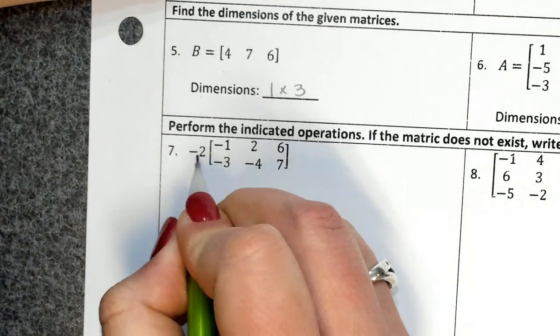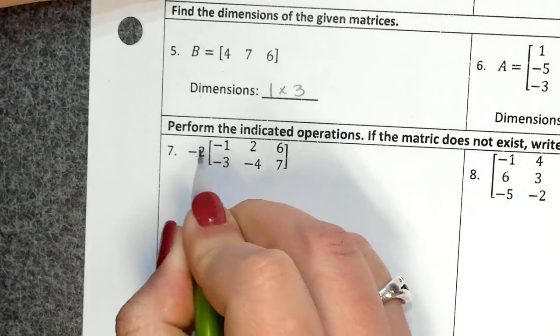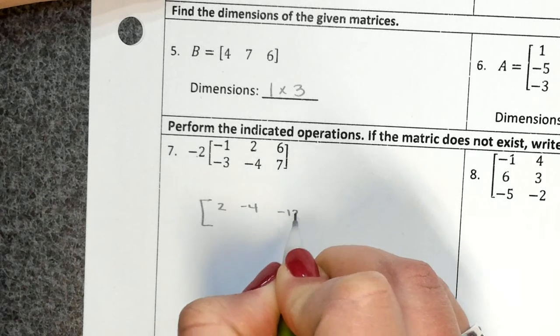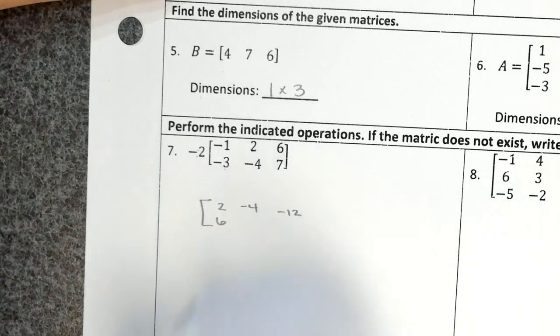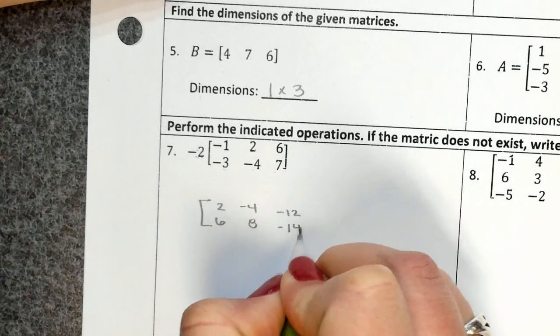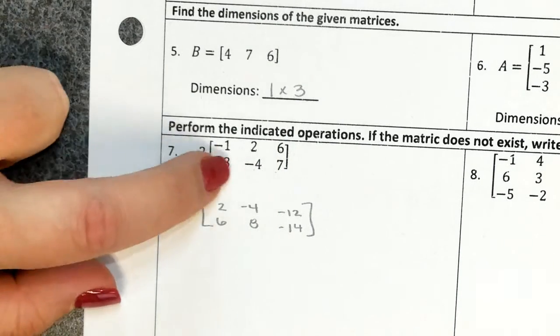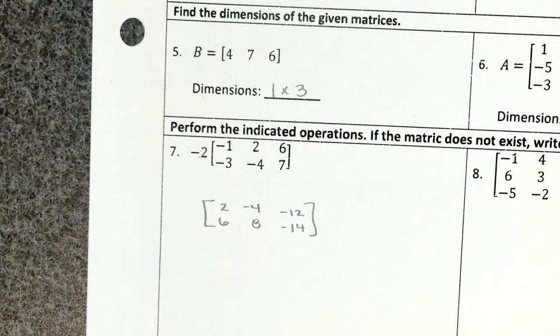So, negative 2 times negative 1 is a positive 2. Negative 2 times 2 is negative 4. Negative 2 times 6 is negative 12. Negative 2 times negative 3 is a positive 6. Negative 2 times negative 4 is a positive 8. Negative 2 times 7 is negative 14. And there's your answer. There's no work to show. All we did was multiply negative 2 by all 6 numbers. Easy peasy. Nothing's trying to trick you.